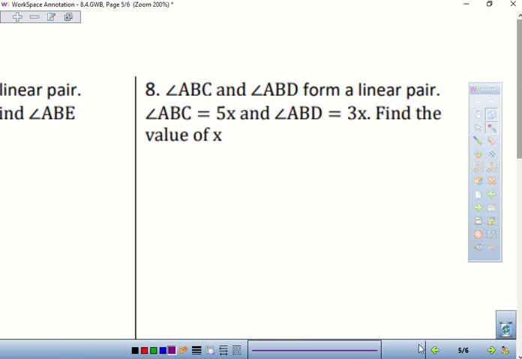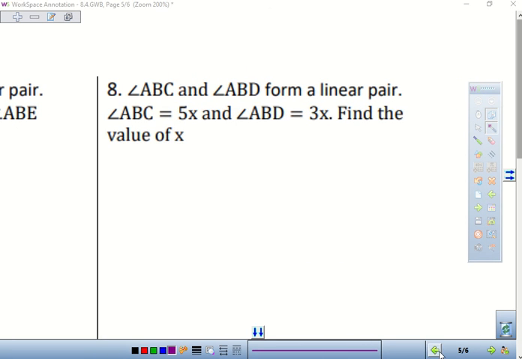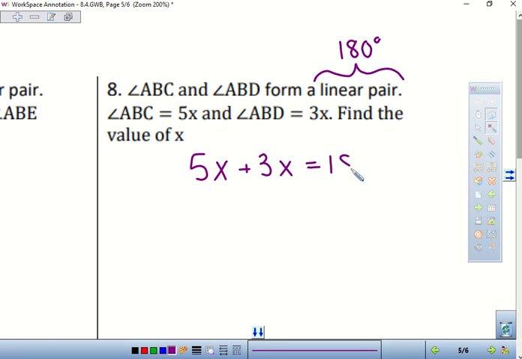Is everybody good with number 7? Alright, number 8. Angle ABC and angle ABD form a linear pair. They tell us that ABC is equal to 5x and ABD is equal to 3x. Find the value of x. So if these angles form a linear pair, they have to add up to how much? 180. So we're going to take those two angles, add them together, and set them equal to what? 180.